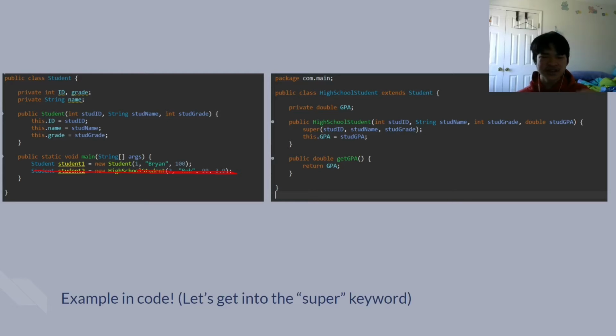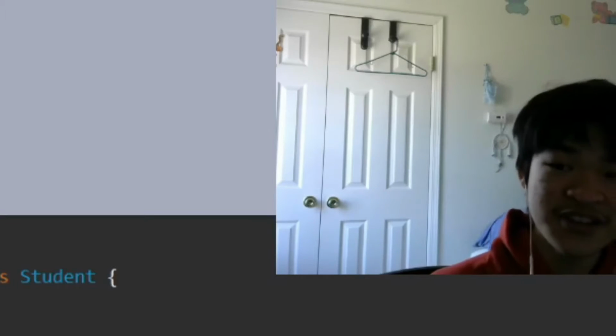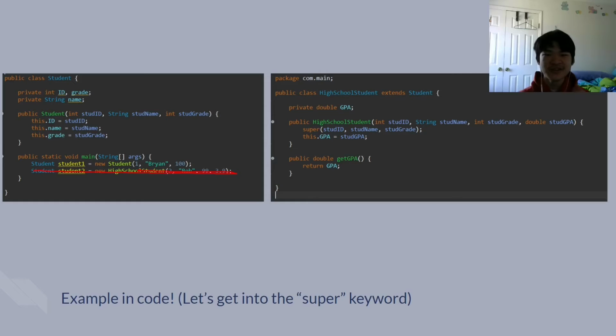So here's an example. Here we can see two classes side by side. We have student and high school student. So the student has an ID and a grade and a name, and it's normal. So it has its constructor. Now we're going to be learning about this in a second, but for now, let's just say that this assigns to the instance variables here. And then we have student1 equals new Student. All right, so we just create a new student here.